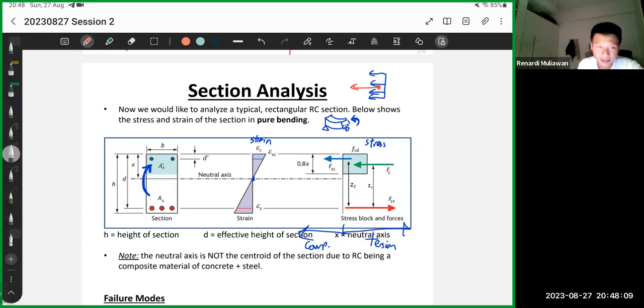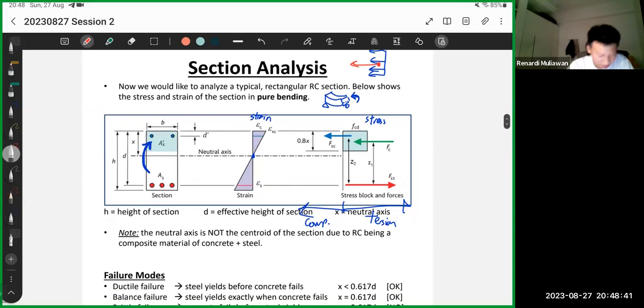Lastly, sometimes if the design is not enough, we have the compression steel. This one is FSC, the force of steel in compression. It's located here. The stress and strain is like one line, and you must clearly show that it's in one line. So that's the feature of the cross section.